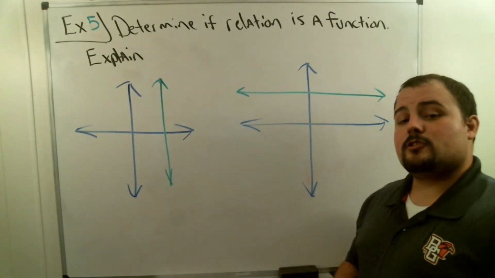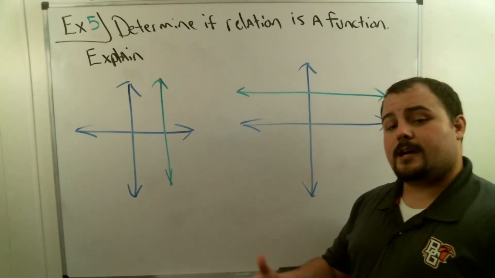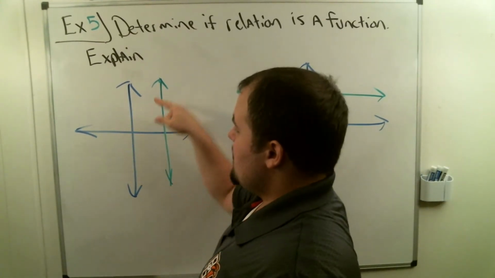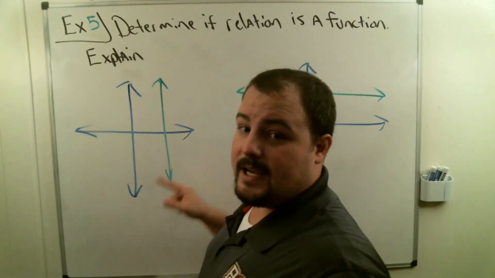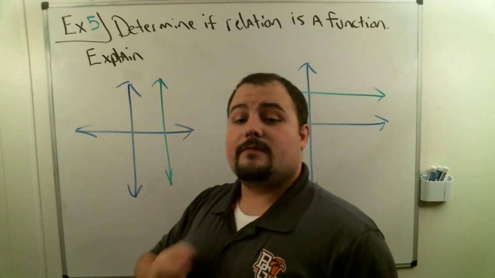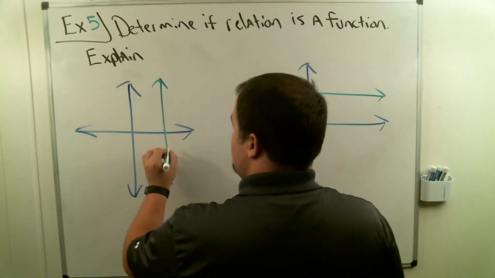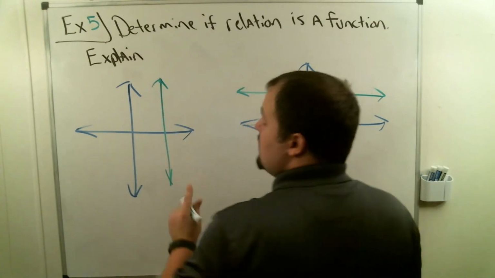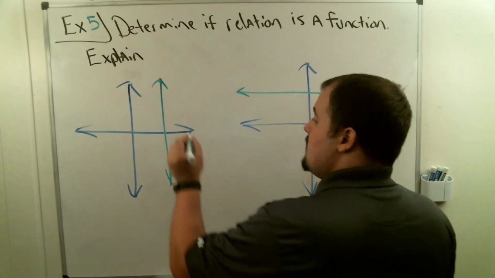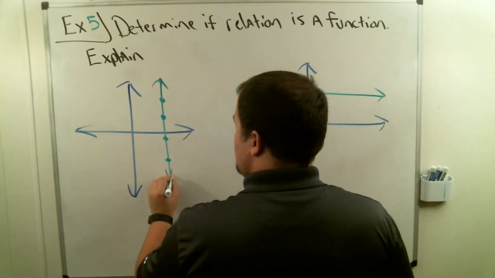In example 5, what we're going to do is look at 2 different graphs and determine whether or not either graph is a function and explain. So in our first graph, which is this blue graph here, we have the green line that goes up and down. Our job is to determine whether or not this graph right up here is a function. So what we have to do is determine, does it pass the vertical line test? Well, in this case, it is a vertical line. Now, what you have to remember about a line is that it's made of many different points. So on this line, there's actually a point here, here, here, here, here.